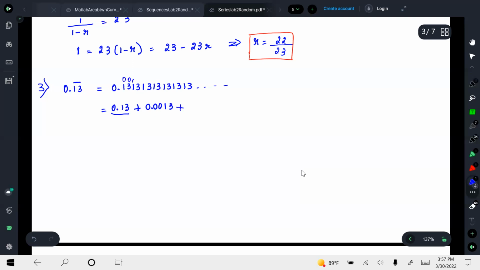Now I have written this 13 as well, so you get a third term as 0.00000013, four zeros and 13, plus so on. You need to write at least three terms for a geometric series. Any questions on this problem? Do you want me to explain it again?